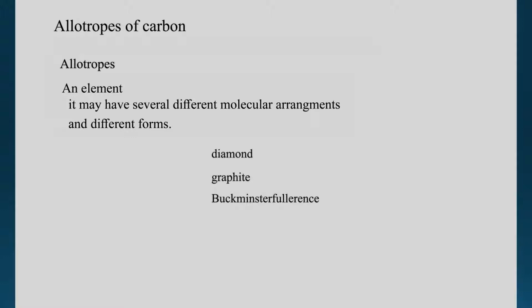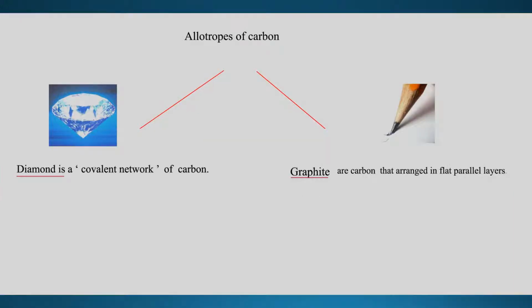For example, diamond and graphite. Now let's look at an example of this type of element, carbon. Carbon can have different molecular arrangements, though they are the same element. It can form into a diamond and into a graphite.